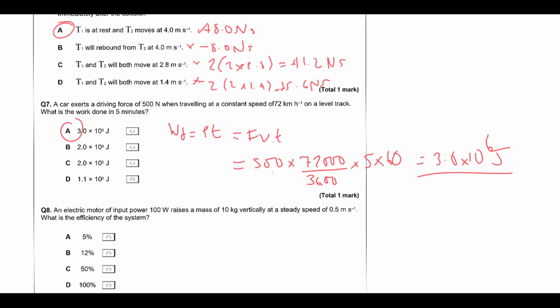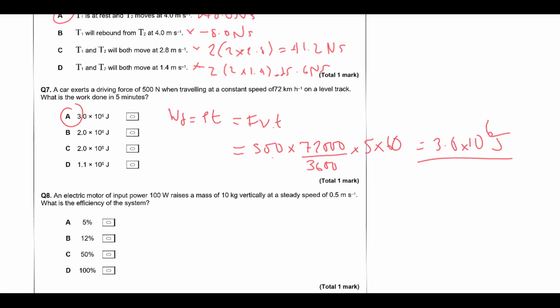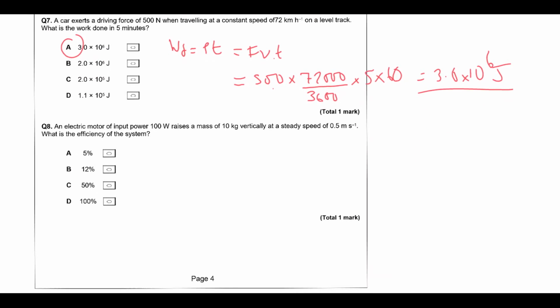Okay, so let's move next. An electric motor of input power 100 watts raises a mass of 10 kilograms vertically at a steady speed of 0.5 meters per second. What is the efficiency? So efficiency is going to be useful power divided by total power times 100%. So we need to work out what useful is. If it's going at a steady speed of 0.5 meters per second vertically, it's going to go half a meter every second.